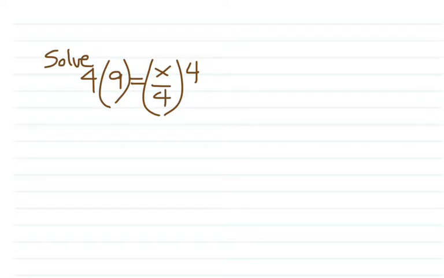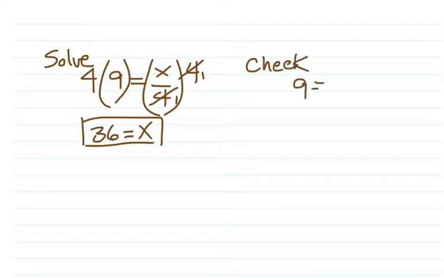If it helps you to put a 1 under the 4 on the right side, go for it, but it's not going to make any difference. We're going to be able to cross cancel there, and we get x equals 36. We're going to check it.